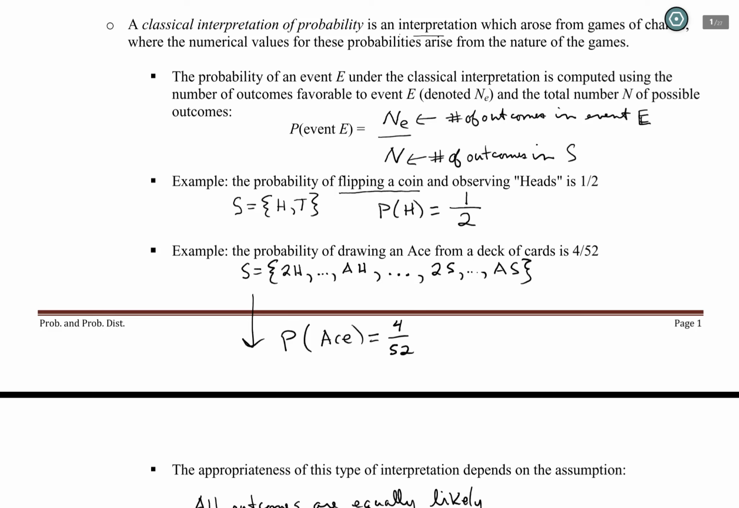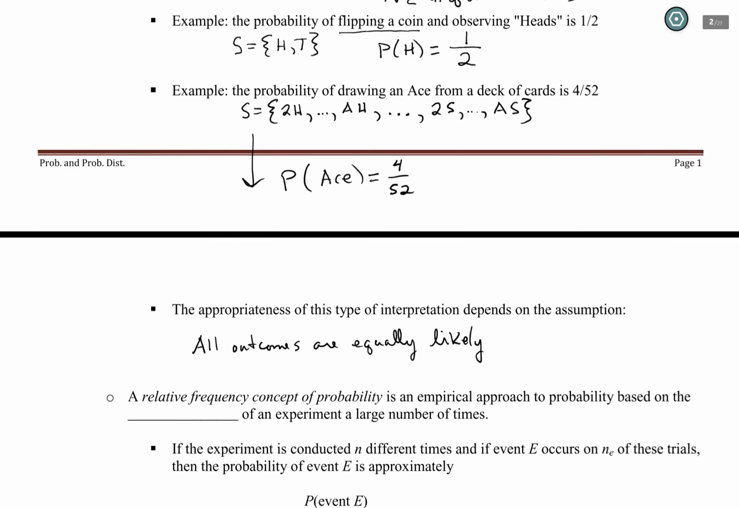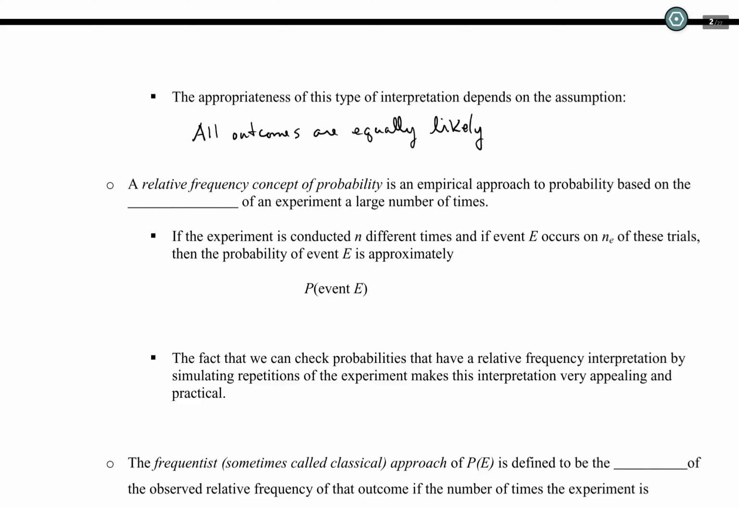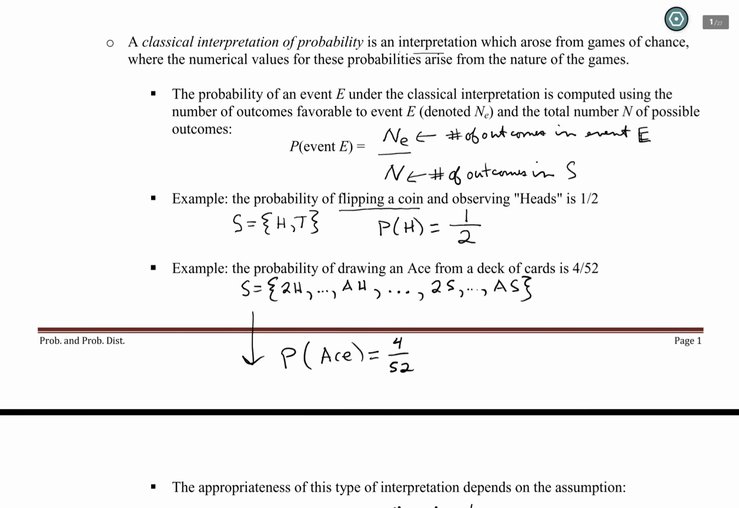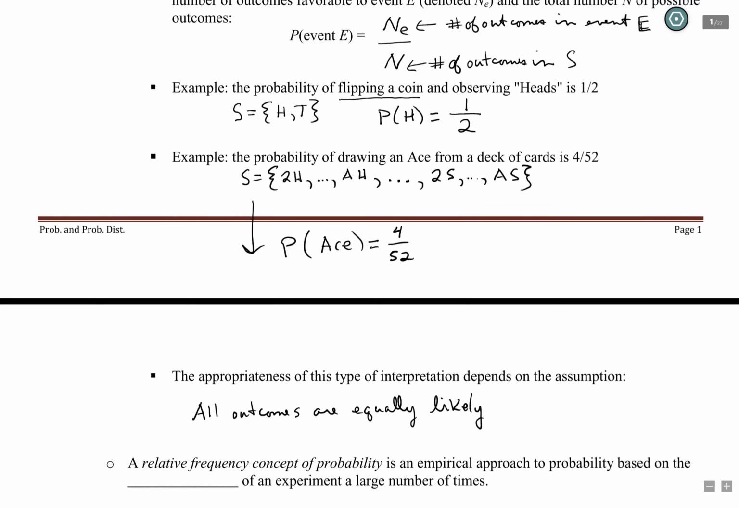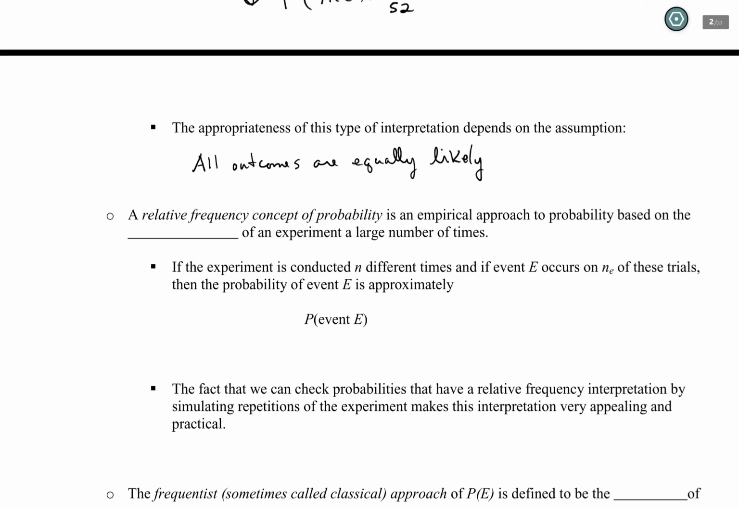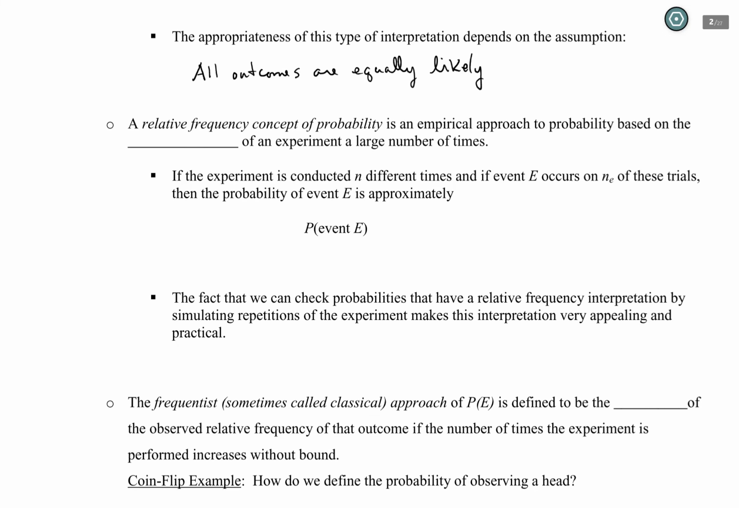So this sort of interpretation depends on that kind of assumption, and you can see why this interpretation arose from games of chance, because a lot of games of chance can be boiled down to a sample space where the outcomes are equally likely.